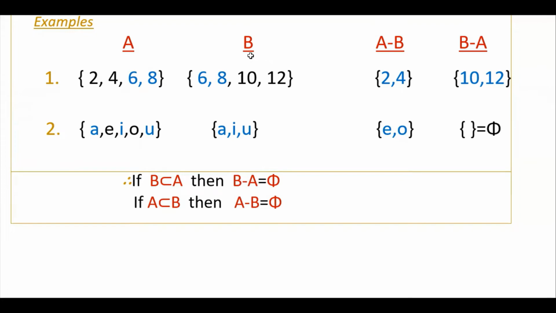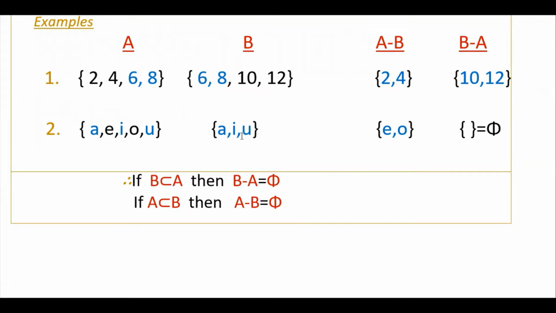And if you want to find the difference of B and A, that is B minus A, you have to write only B elements, excluding the common elements. So you have to write only 10, 12. This is B minus A. In the second example, A, E, I, O, U are the elements of set A, and A, I, U are the elements of set B. So for A minus B, you have to write the elements of A excluding the common elements. A, I, U are the common elements. So only E, O are the elements.